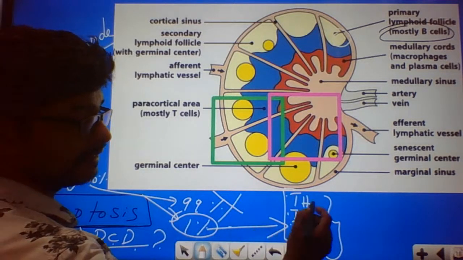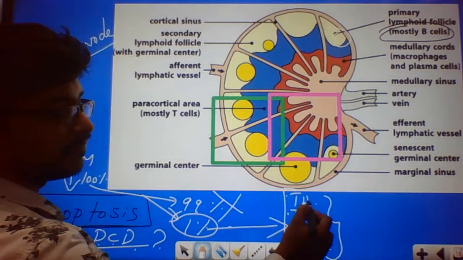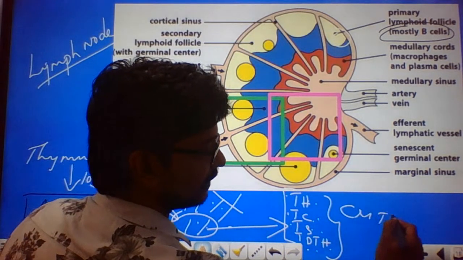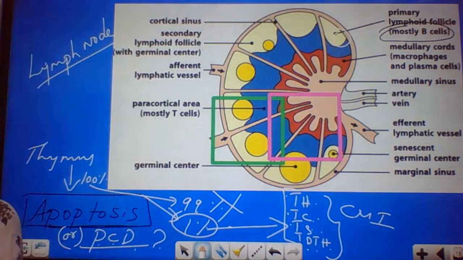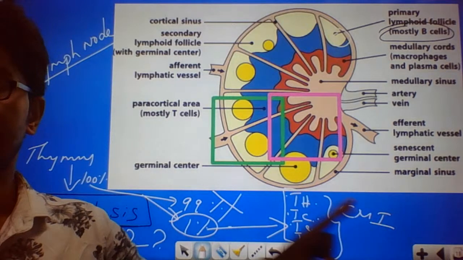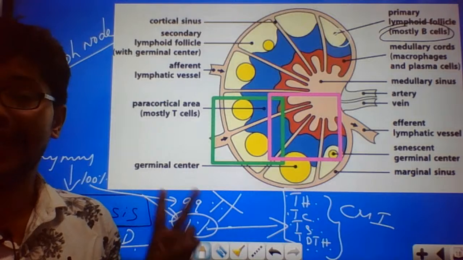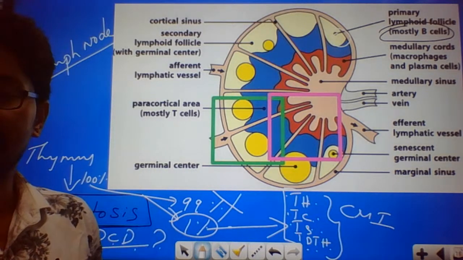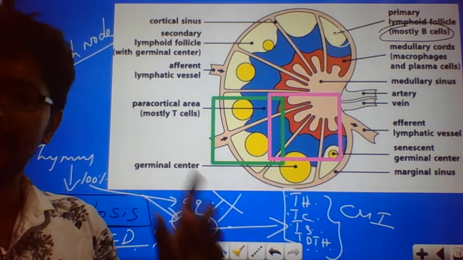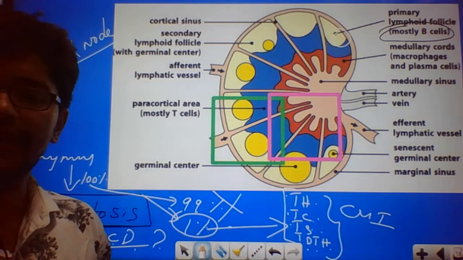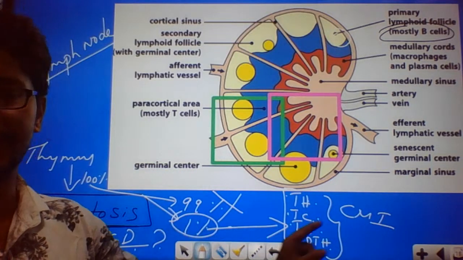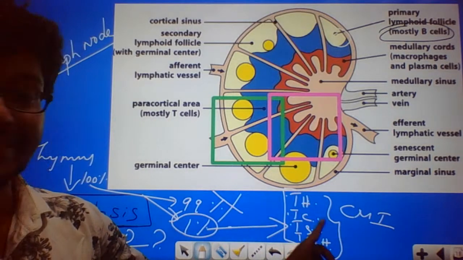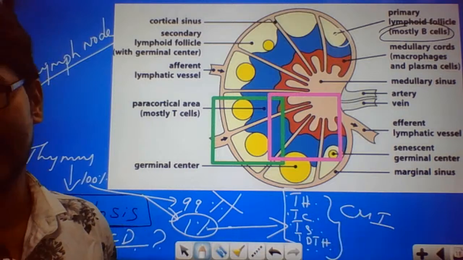This 1% comprises all the different types of T cells: T helper cells, T cytotoxic, suppressor, DDH. All these together perform a type of immunity called cell-mediated immunity. As you know, there are 2 types of immunity, AMI and CMI: antibody-mediated immunity and cell-mediated immunity. AMI is the immunity mediated by antibodies. The immunity mediated by cells, that is T cells, is called cell-mediated immunity.